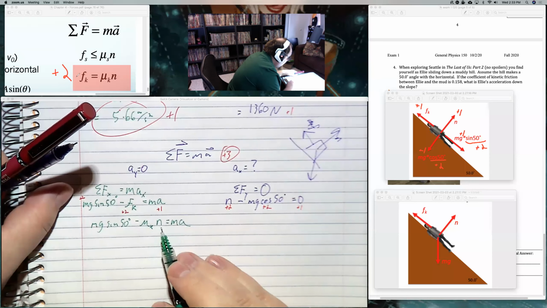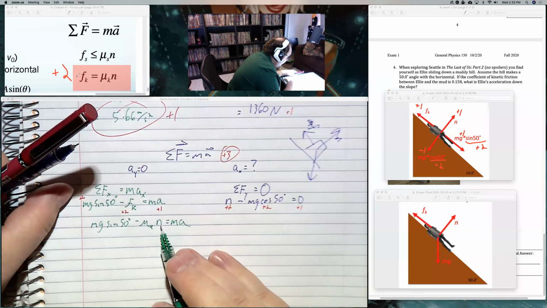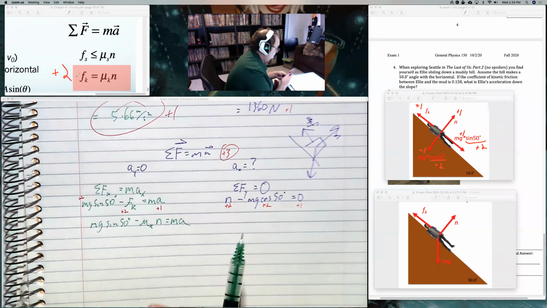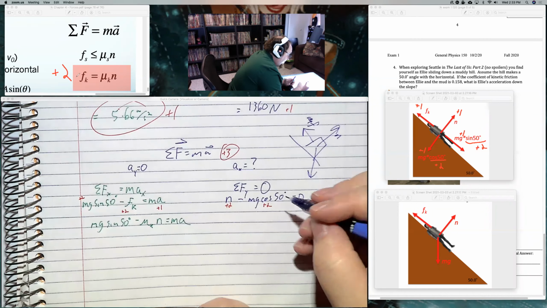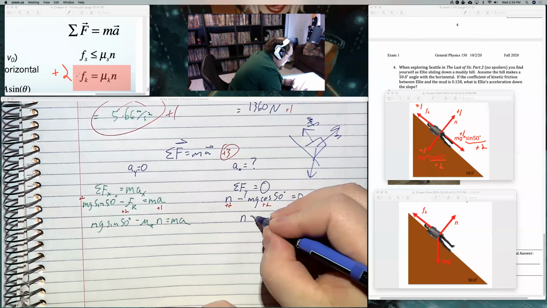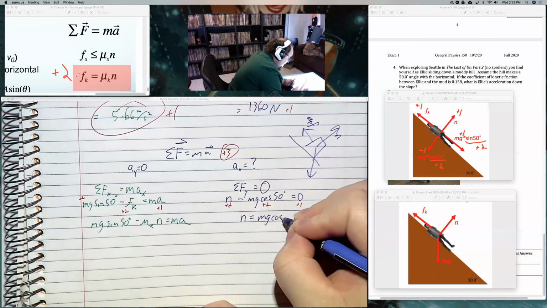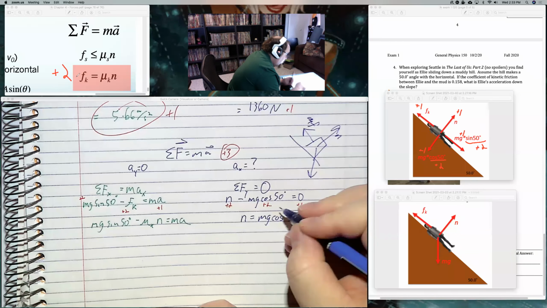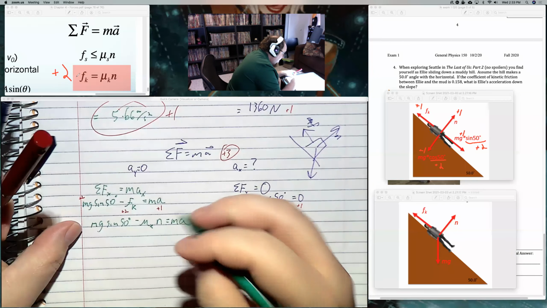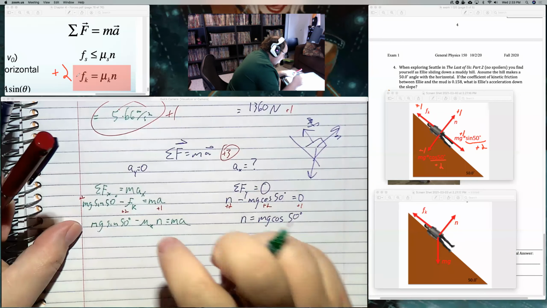If I want to solve this, I need to know what n is. And if I want to get n, I'll just go back to my y equation and say n minus mg cosine 50 equals 0. That means n equals mg cosine of 50. And I'll just plug that in for n. This left equation is now mg sine of 50 degrees minus mu_k times n. Well, once again, n is mg cosine of 50 degrees. And this will equal ma.